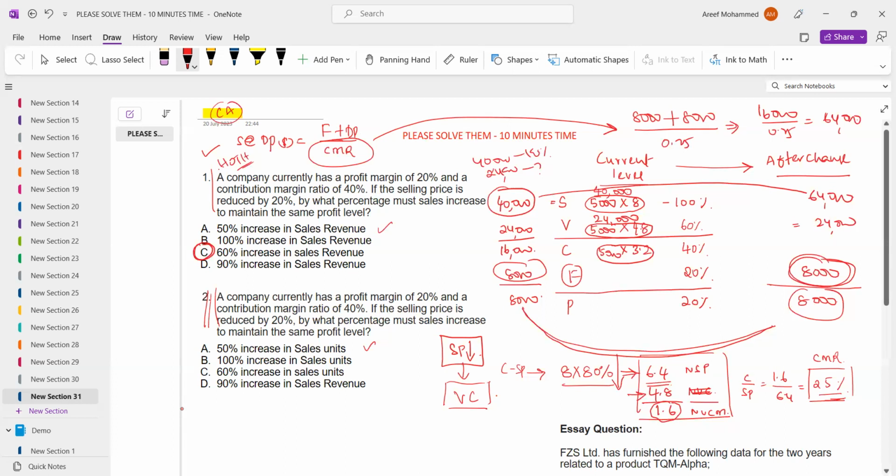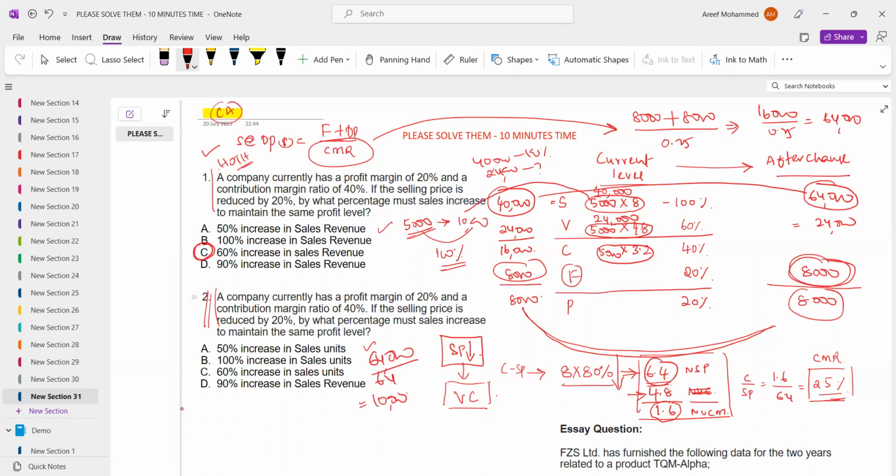What is the current level of units here? Currently, how many units are selling? 5,000 units. After changing the selling price, what is the new sales that we got here? 64,000. If we divide by the new selling price of 6.4, I'm going to get the new units. What are the new units? 64,000 by 6.4, 10,000 units. Previously it was 5,000, now 10,000. Overall increase in units is how much? 100%.